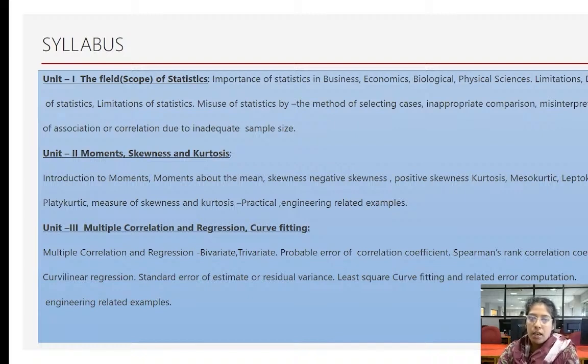In Unit 3, a few of the students from CS and IS background would have already learnt about multiple correlation and regression. We shall be talking about it in terms of how the probable error can be found out, and also how different rank correlation coefficients can be found out. And we also talk in depth about the least square fitting and the error computation. Also, this is taken into consideration for engineering related problems.